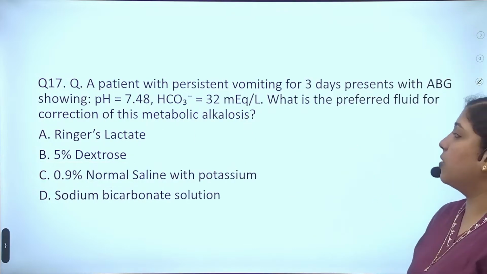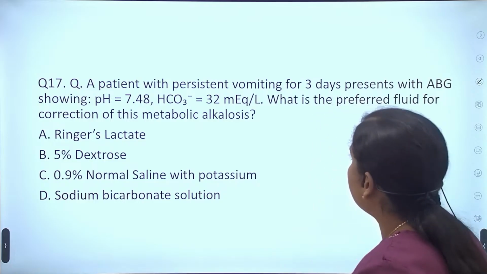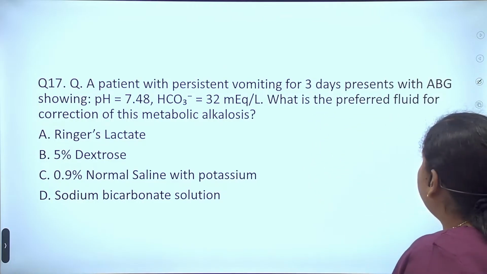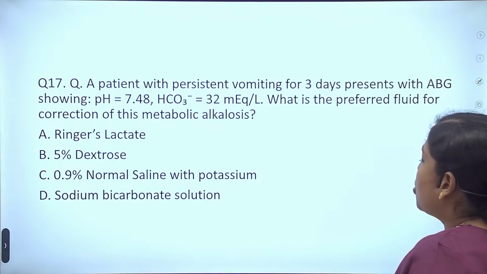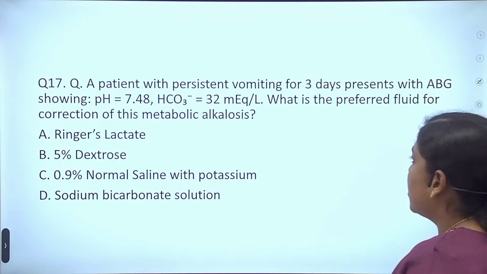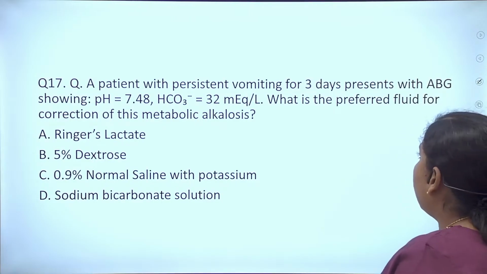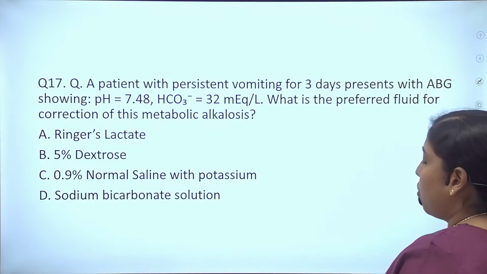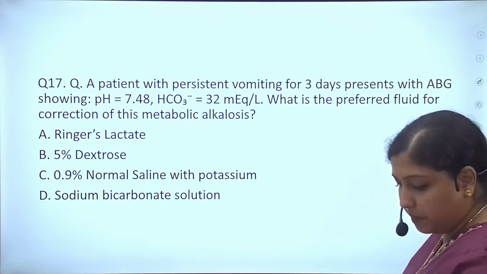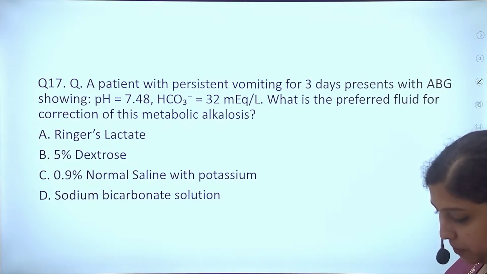Now, the next question. A patient with persistent vomiting for 3 days presents with ABG showing pH 7.48, HCO3 32 milliequivalent per liter. What is the preferred fluid correction for metabolic alkalosis? Now tell me.